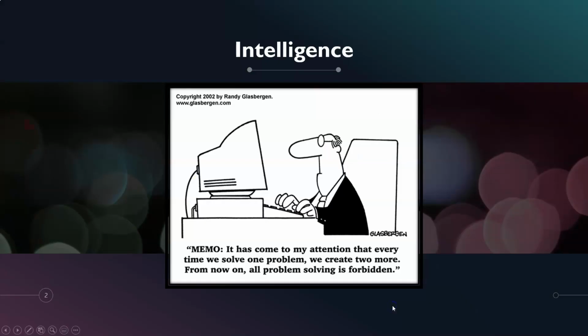Now, when I think of intelligence, I always tend to think of this funny cartoon, and you can see it on there. There's a guy on his computer, right? And he says, it's a memo, and it says, it's come to my attention that every time we solve one problem, we create two more. So from now on, all problem solving is forbidden. So what does this mean? What does the cartoon translate to, at least with respect to college, this place where theoretically we are getting more and more intelligent, right?